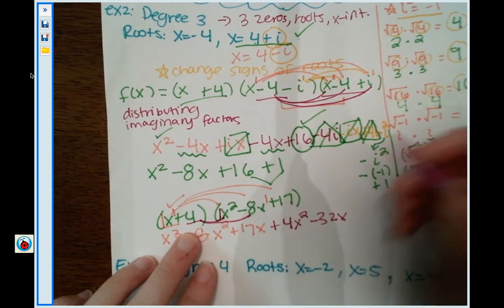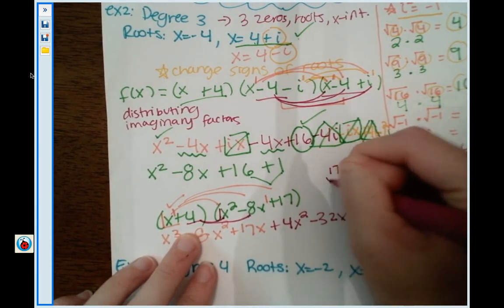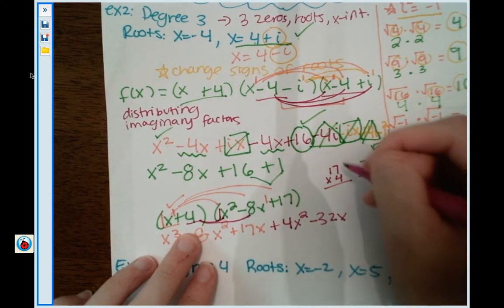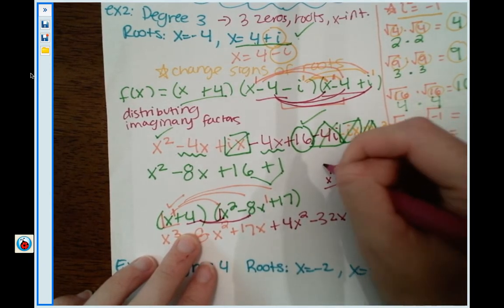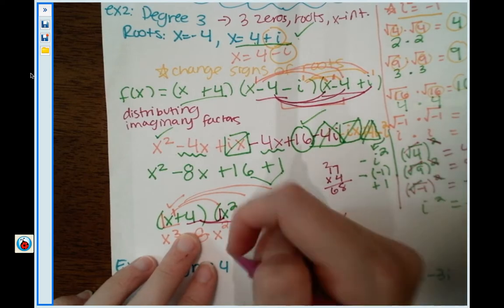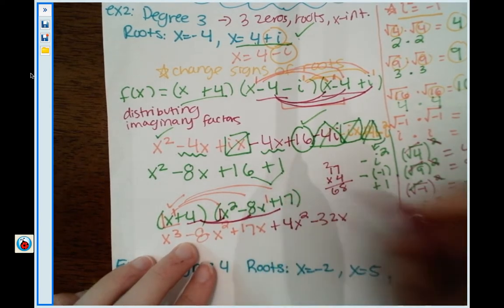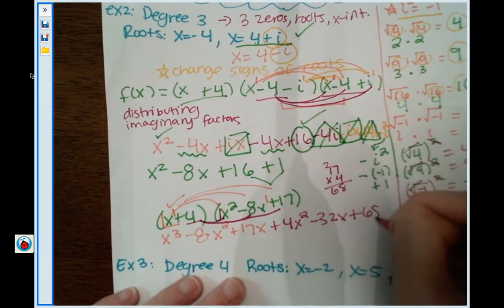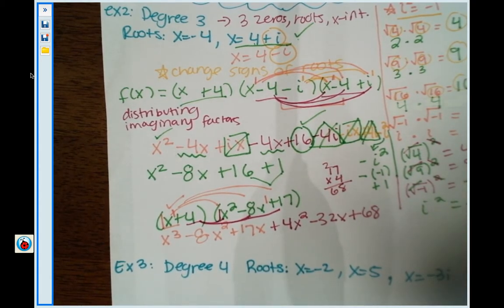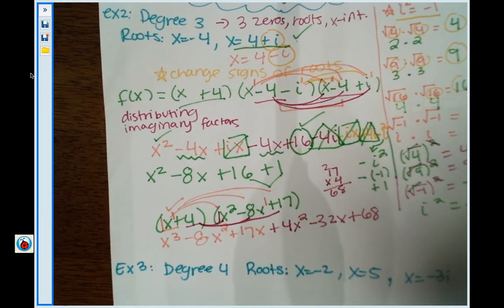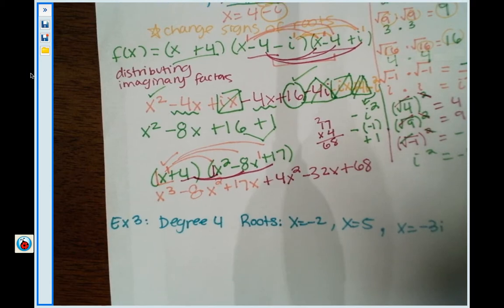Then 4 times 17, I'm going to have to do that off to the side because I don't know that off the top of my head. 4 times 7 is 28, carry the 2, 68. So 4 times 17 will give me a positive 68. We're on to our last step, which is combining like terms. Let's combine our like terms, and then we'll be done with this.